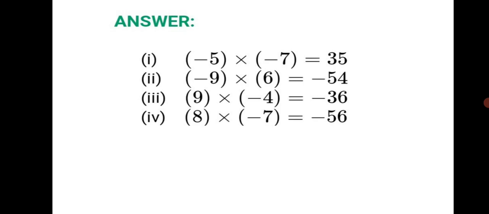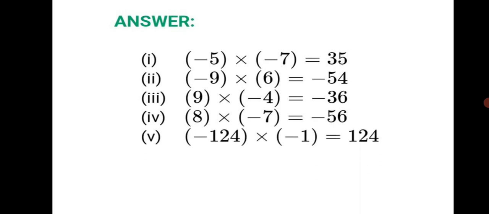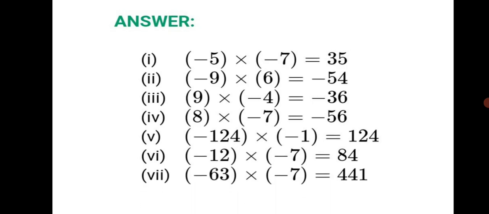8 sevens are 56. Plus into minus is minus. Answer is minus 56. Minus 124 into minus 1. 124 into 1 is 124. Minus into minus is plus. So plus 124 is your answer. Sixth sum. Multiply the integers first. 12 sevens are 84. And minus into minus is plus. So plus 84.